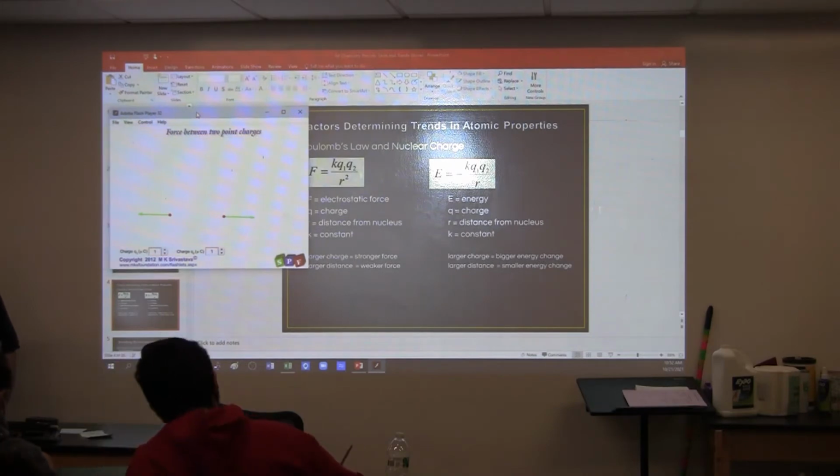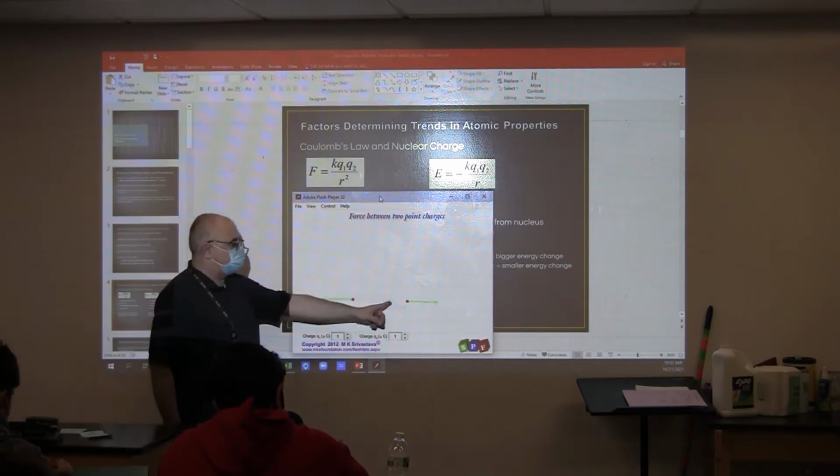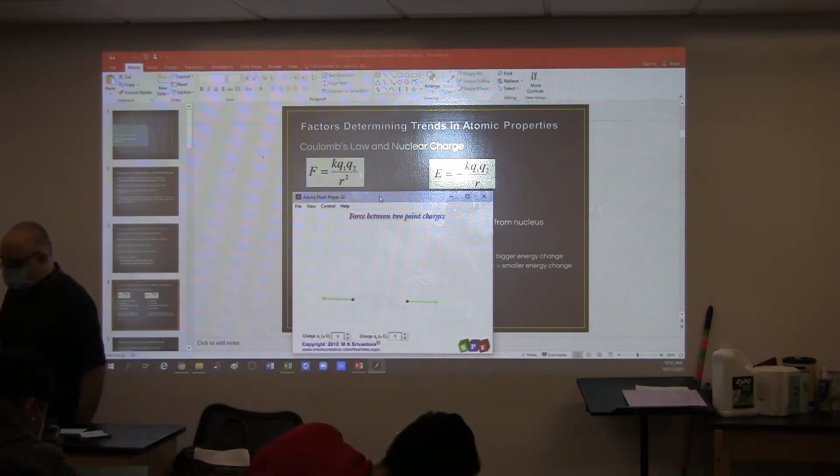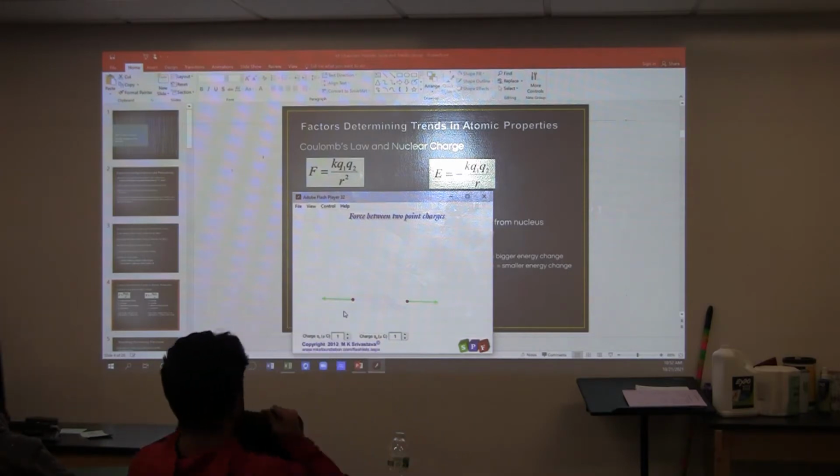Close. Can I fit it? I'll fit it here. Okay. So what I have here are two charged particles that I'm allowed to move around. And I just want you to get a sense of this. Right now, just looking at the simulation and the arrows, what do you think the arrows represent?